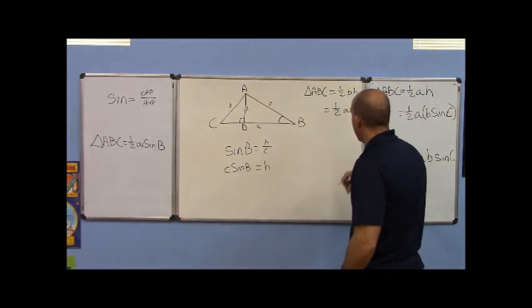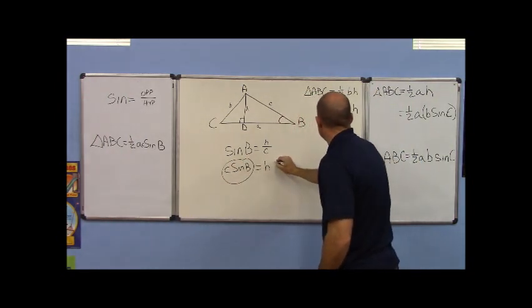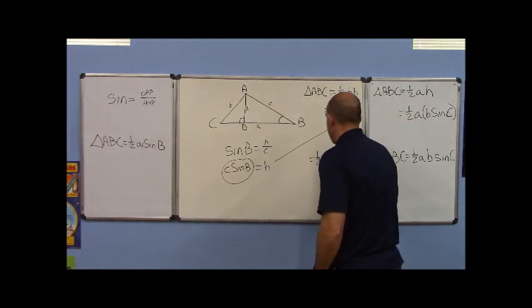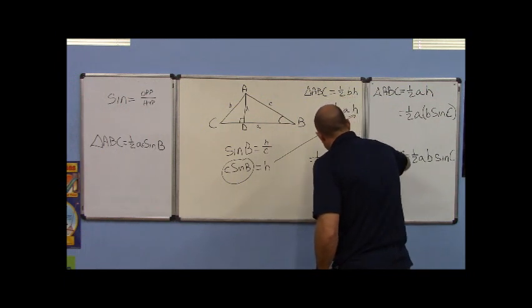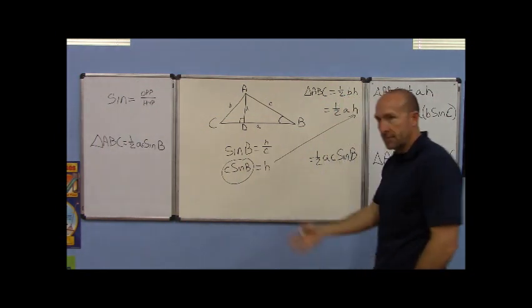Well, we can take h out of this and plug in that information right there, which gives us 1/2 times a times c times the sine of b. And there you have it.